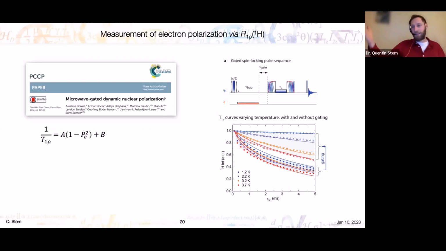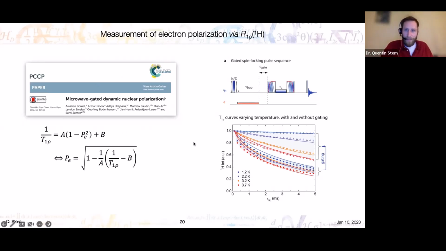The polarization of the electron is higher if you gate the microwave, and hence the relaxation is lower. Once you have measured the R1ρ at different temperatures, you can get these A and B terms, and hence you will be able to measure the T1ρ in conditions where you don't know the electron polarization. You will be able to calculate the polarization from your T1ρ.